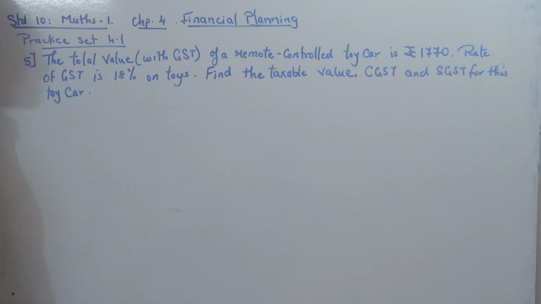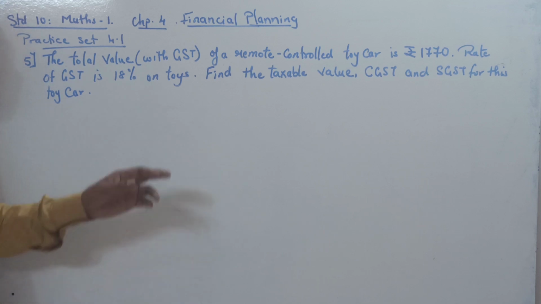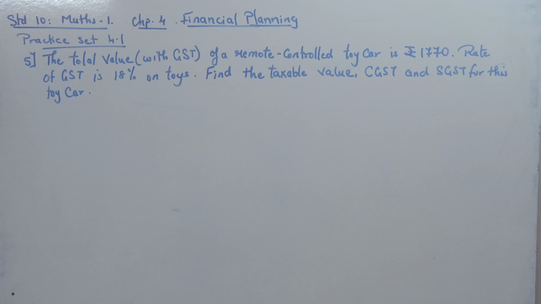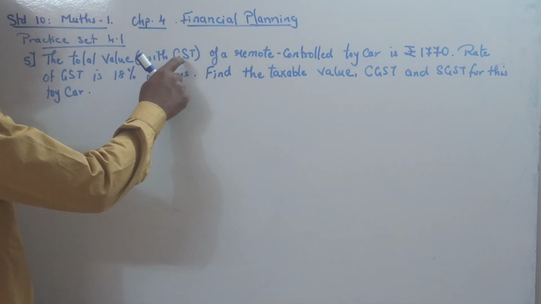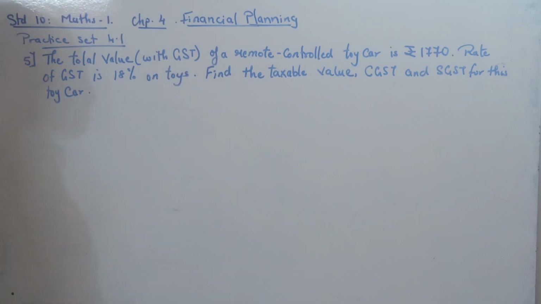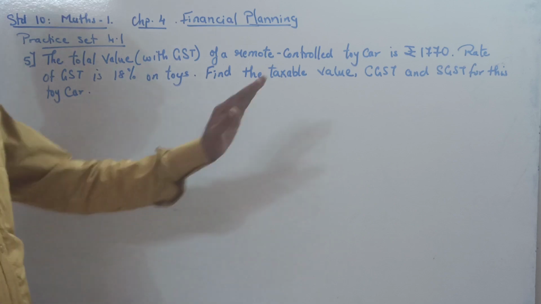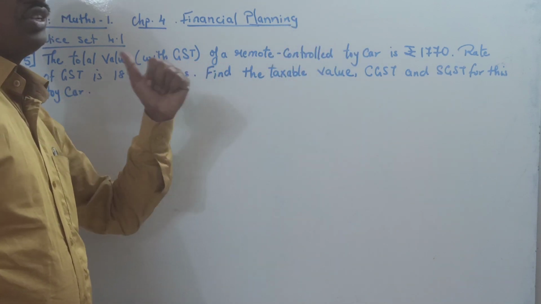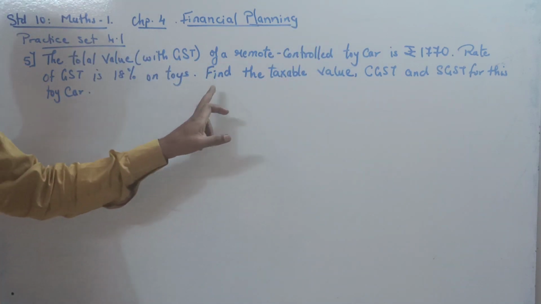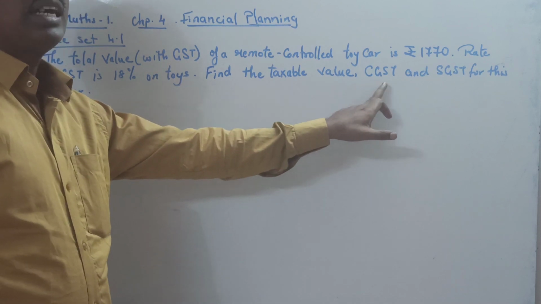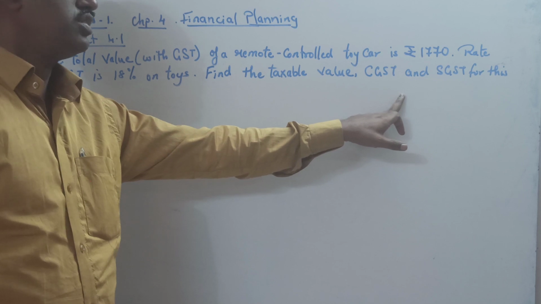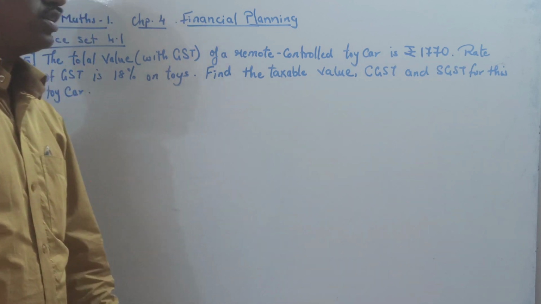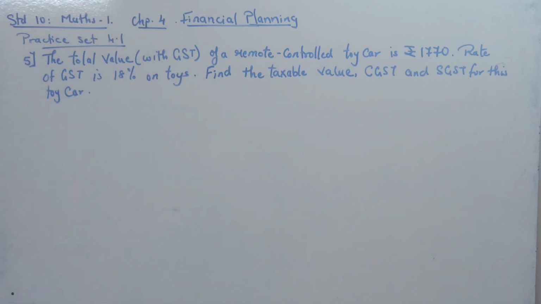The rate of GST is 18% on toys. So you should know what is the rate of GST on toys. So the rate of GST on toys is 18%. Find the taxable value. मतलब इसका original value find out करना है कार का. What is the original value before applying GST? So you have to find that. Then you have to find the central GST, that is central government GST, and the state government GST for this particular toy car.